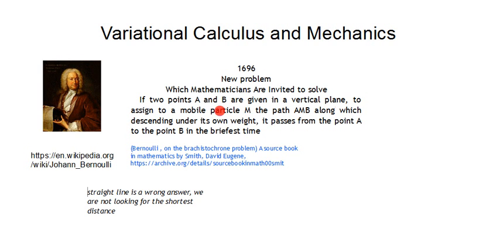This particle can be a ring or a bead. But it's sliding frictionless on some path A and B, along which it will be descending under its own weight. However, this path is unknown. The path of the particle is unknown. Okay, we want to find the path A and B such that the particle passes from point A to point B in the briefest time.